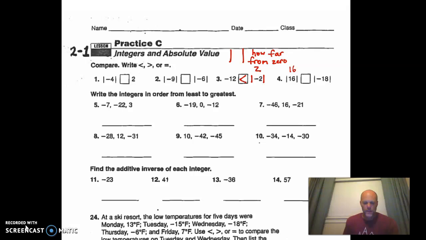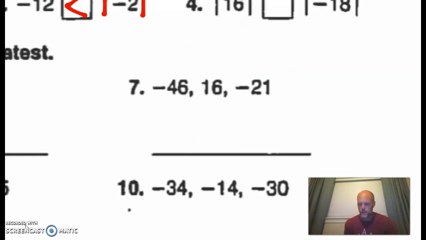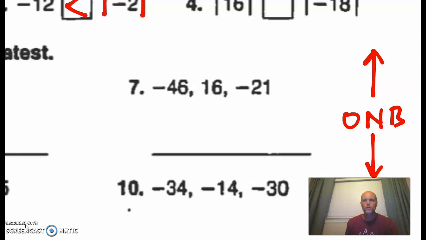5 through 10, we're just putting in order from least to greatest. So let's think. I'm going to draw something over here. I'm going to put North Belton at 0, and we're going to have some things above and some things below, taking trips from North Belton. Above would be a positive number like north, or below would be a negative number like south, like going to Austin.